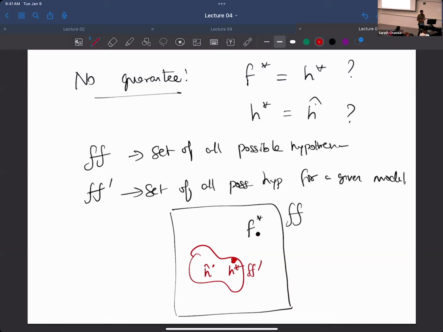F star is the function that we are looking for, so the function that generated the data. H star is the best possible function that you could get on the given model class. Okay. Is that clear? Okay.